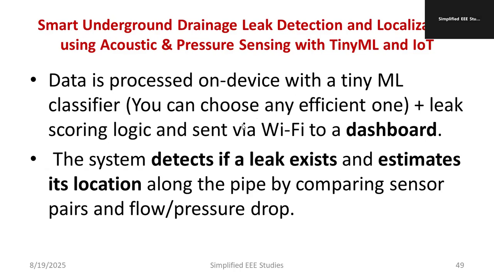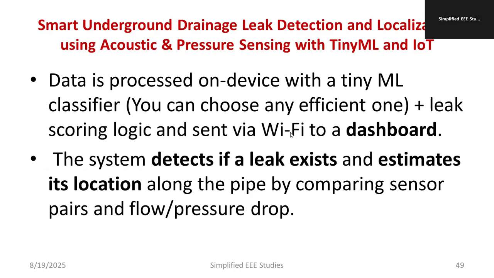The system detects if any leak exists, based upon predetermined data, that means it's a data-driven approach. If any leak is present, it is going to identify it. And it estimates the location along the pipe by comparing the sensor pairs and the flow pressure drop. So that's what is exactly happening. You are intentionally making a hole, then it estimates its location along the pipe by comparing the sensor pair and also the pressure drop.